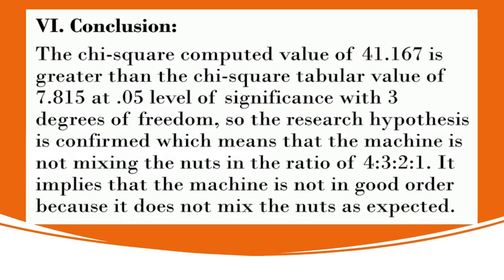Now we have the conclusion. The chi-square computed value of 41.167 is greater than the chi-square tabular value of 7.815 at 0.05 level of significance with 3 degrees of freedom. So the research hypothesis is confirmed, which means that the machine is not mixing the nuts in the ratio of 4:3:2:1. It implies that the machine is not in good order because it does not mix the nuts as expected.